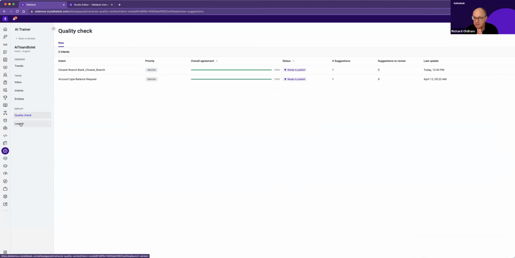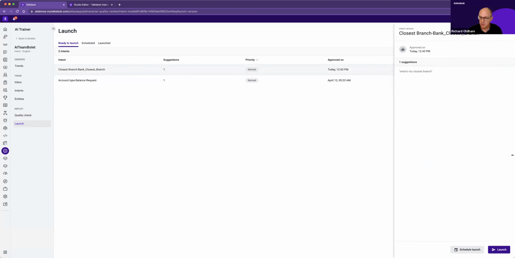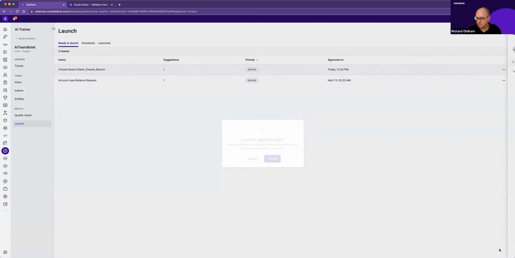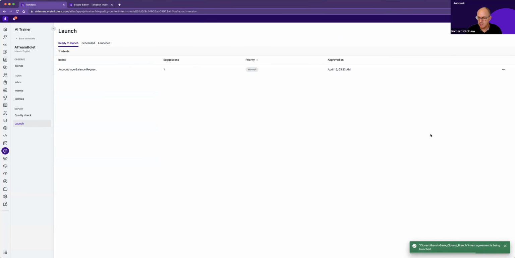Finally, once I'm happy and have done all those QA checks, I can go and launch these updates to the model. So let's now use that closest branch. What's my closest branch? So I'm now going to launch, and we'll see it's being launched. And in a few seconds, we'll see that the launch is completed. So the intent agreement has indeed been launched. And in terms of optimizing and improving the system, that is it, right?